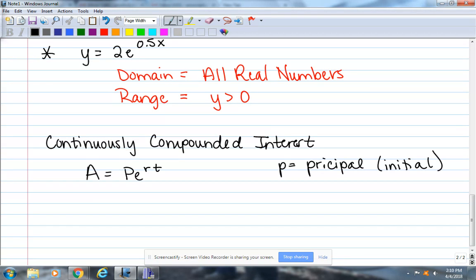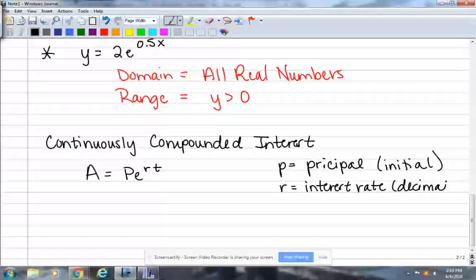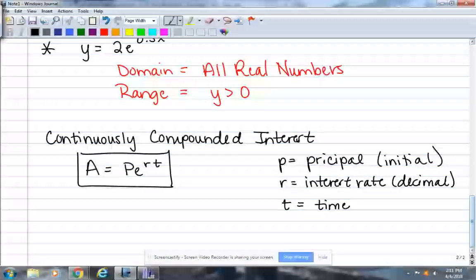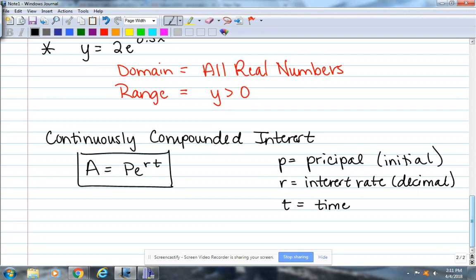Your R is your interest rate as a decimal. And what do you think T is? T is always time. So memorize this little formula. What does the A mean? Your amount, the amount you have. So this is compounded continuously. That means the interest rate continues to go. It doesn't compound daily or weekly or monthly. It's just constantly compounding the interest.